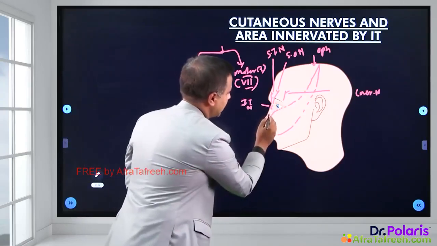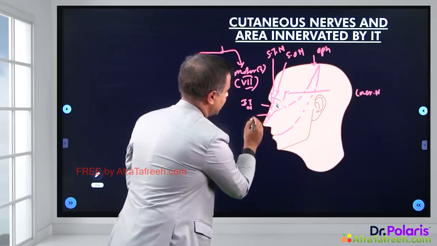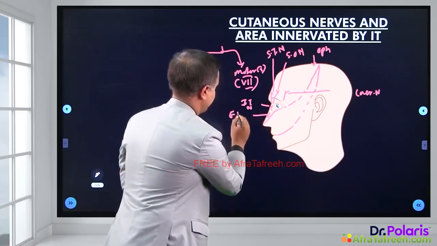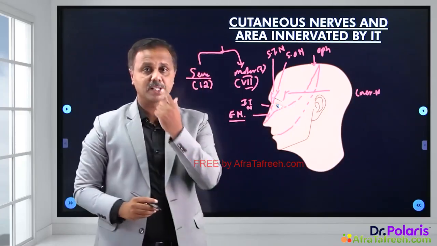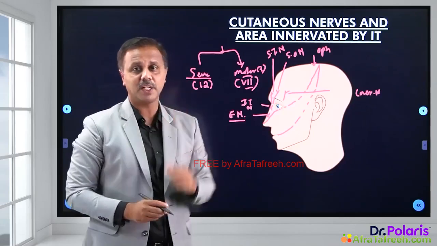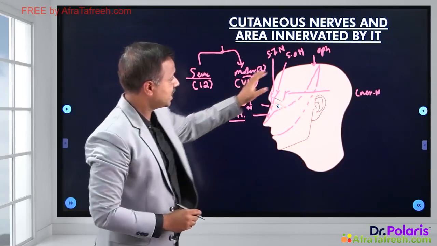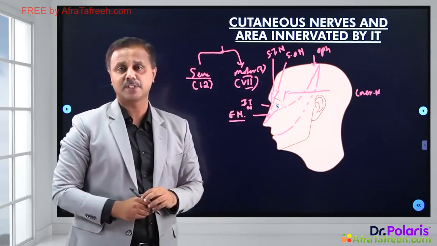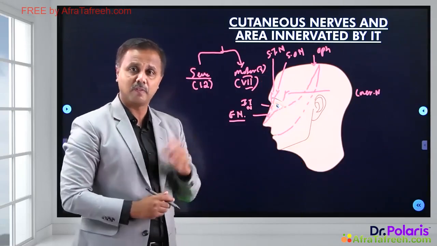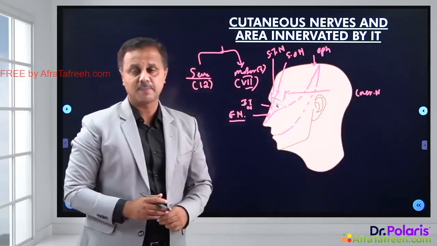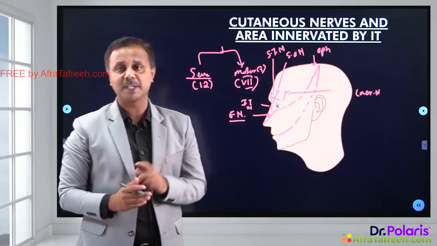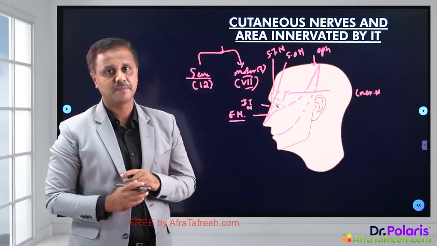Then the last nerve we have is the external nasal nerve. External nasal nerve supplies the skin over the tip of the nose and rest of the dorsum. So this is the cutaneous territory which is innervated by the ophthalmic zone. Why is it called ophthalmic zone? All the 5 nerves that I listed are branches from the ophthalmic division of trigeminal nerve.